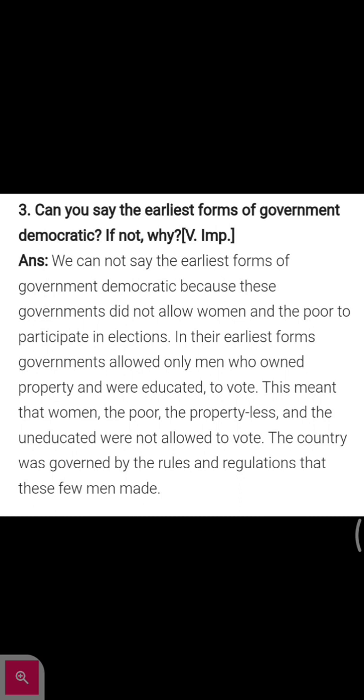Question number 3. Can you say the earliest forms of government were democratic? If not, why? Answer. We cannot say the earliest forms of government were democratic because these governments did not allow women and the poor to participate in elections. In their earliest forms, governments allowed only men who owned property and were educated to vote. This meant that women, the poor, the propertyless, and the uneducated were not allowed to vote. The country was governed by the rules and regulations that these few men made.